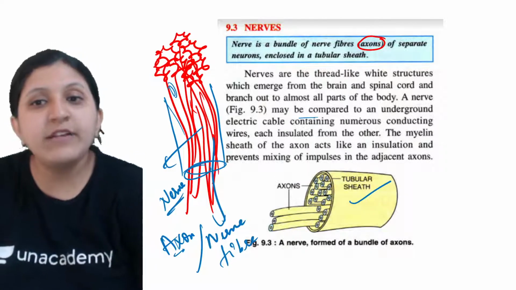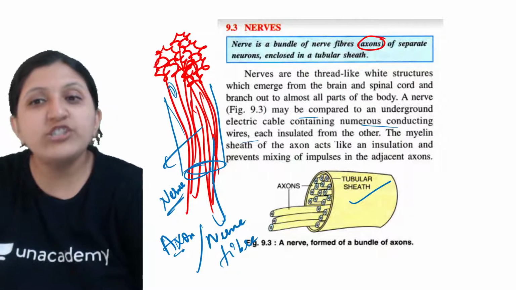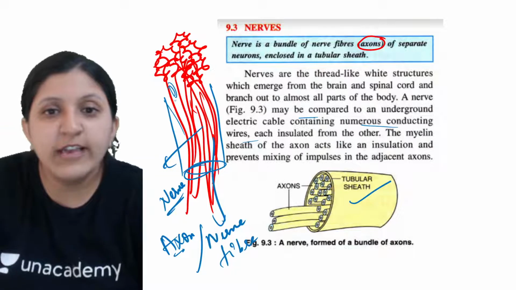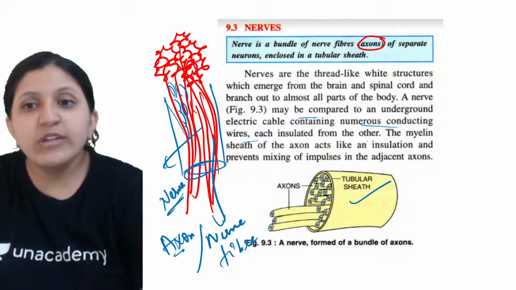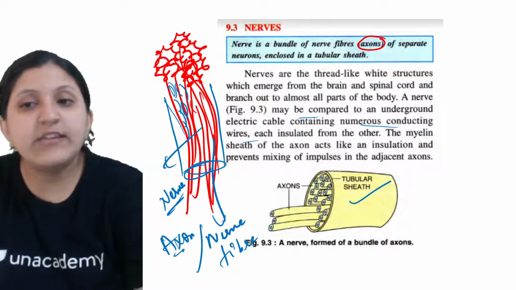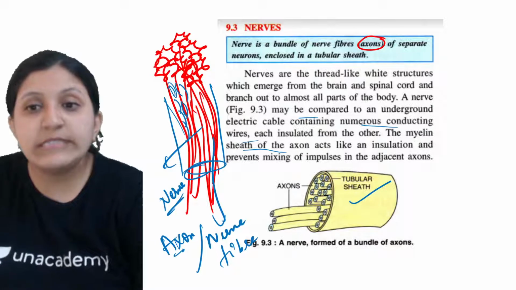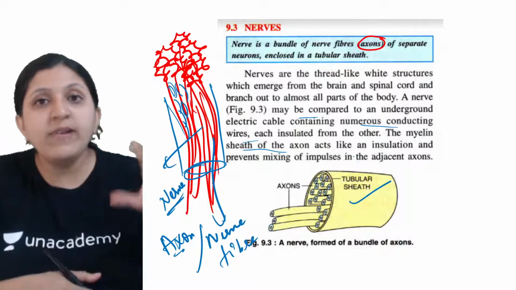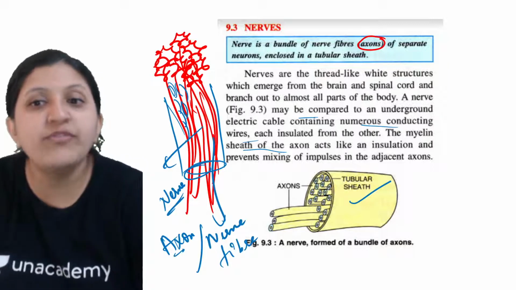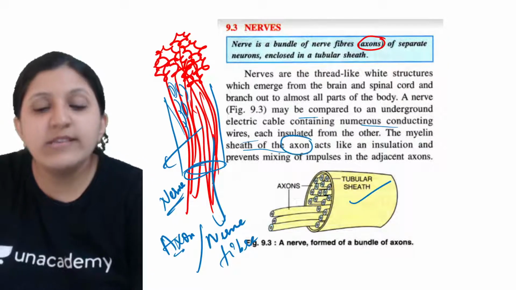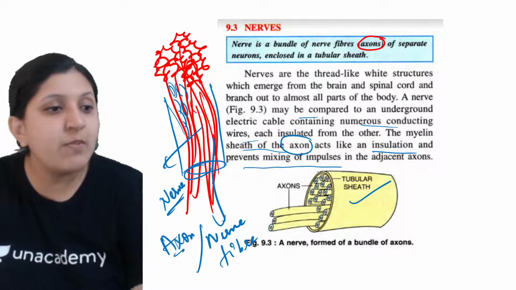It is an electric cable containing numerous conducting wires, each insulated from the other. There is an insulation around these two axons, so they are insulated from each other. The myelin sheath of the axon is an example of the insulating material present. This acts like an insulation and prevents mixing up of the impulse.